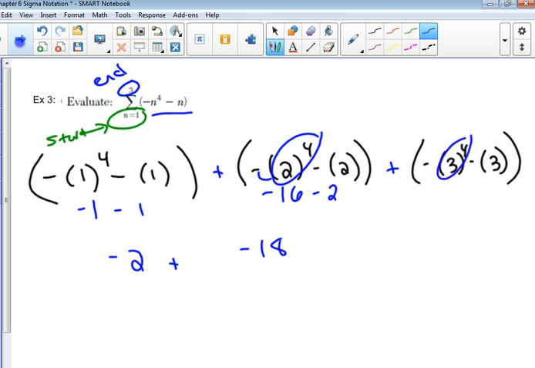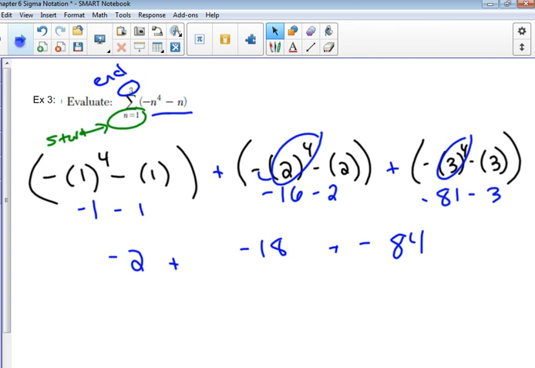So let's do this part. 3 to the 4th, and then make it negative. Then -3. So it's going to be a -80. Oh, 3 cubed is 27. Okay, so if we add all these together, let's see what we're going to get.